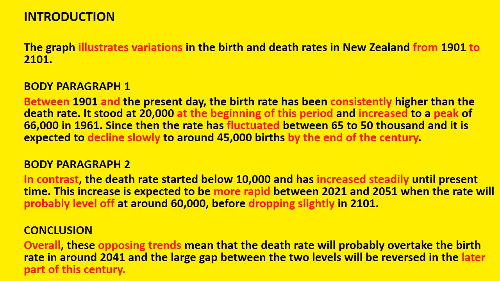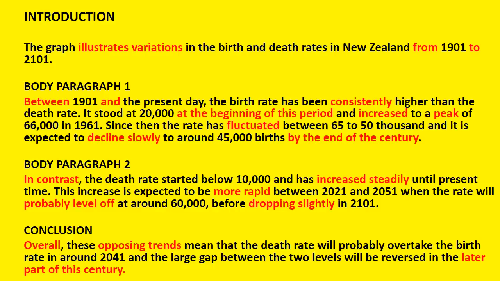So here we have written the graph. In place of shows, we can write illustrates. In place of change, we can write variations. So the graph illustrates variations in the birth and death rates in New Zealand from 1901 to 2101. Or if you want to add, you can also write that the units are measured in thousands. Then comes body paragraph 1. Between 1901 and the present day.